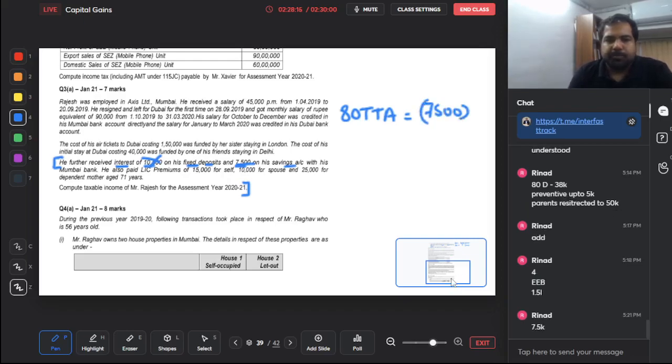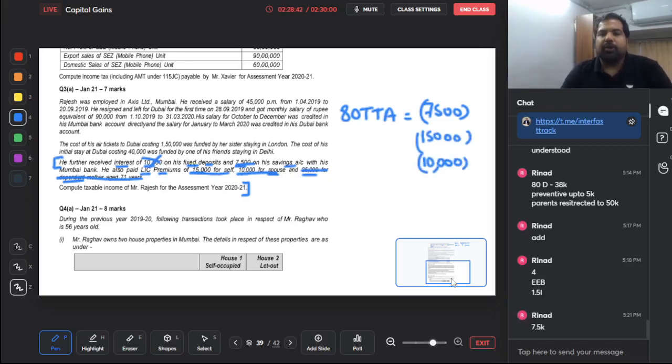Yes. He paid LIC premium of 15,000 for self, allowed. Yes. 10,000 for spouse, allowed. Yes. 25,000 for dependent mother. Sorry, mother, that is not allowed, because for life insurance it has to be within those limits of 2010, 2015, and only for self, spouse and children. So assuming this is within the limits, 50,000 and 10,000, can I take 50,000? Yes. Can I take 10,000? Yes. It should not go more than 1,50,000. This is 80C.